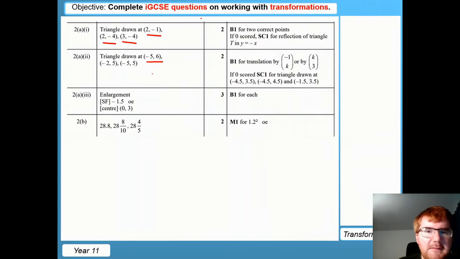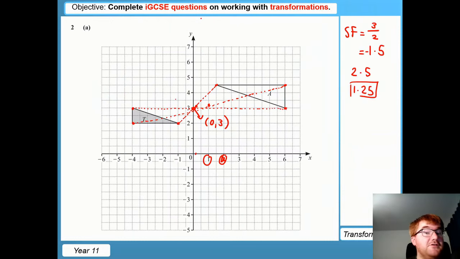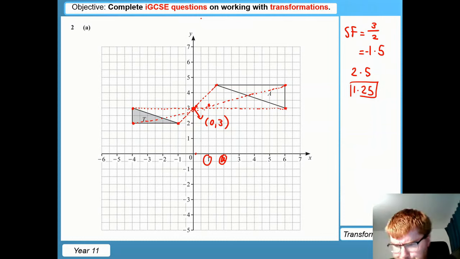Just a point about the mark scheme here: you get B1 for each, so 1 for enlargement. You don't have to put scale factor, but I think it's good practice, of -1.5, and then the center of 0, 3. This shows the disadvantage of doing this without a ruler. If you do that, you can see the lines don't quite cross at 0, 3, and it becomes harder to actually find that center of enlargement point. So make sure you do that at home and use a ruler.